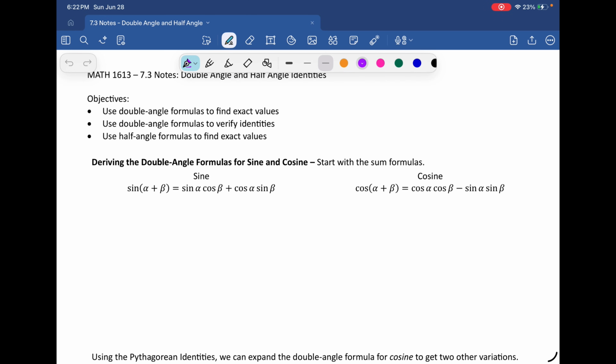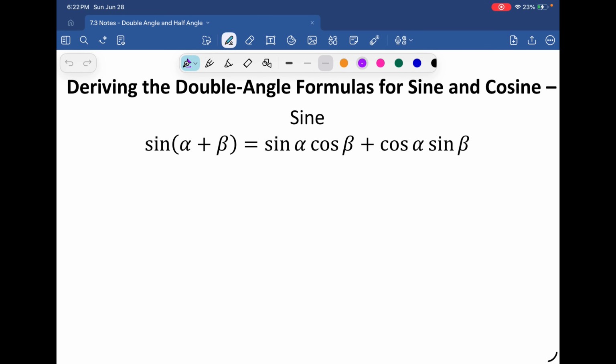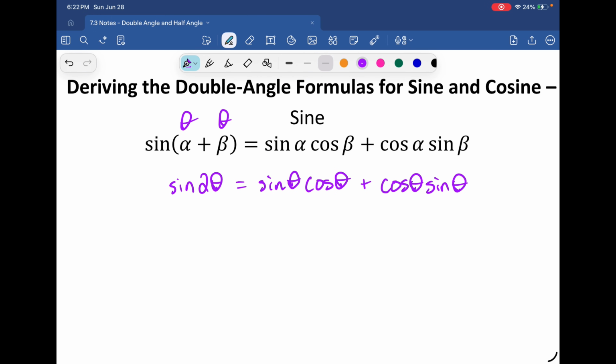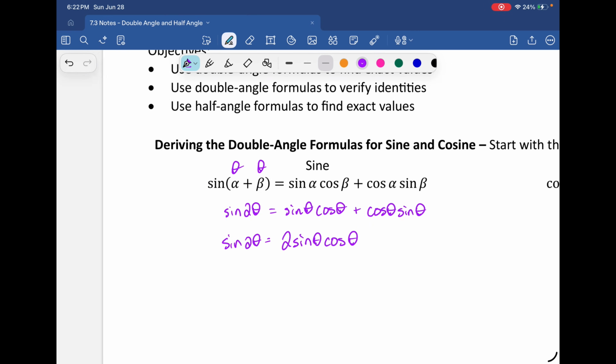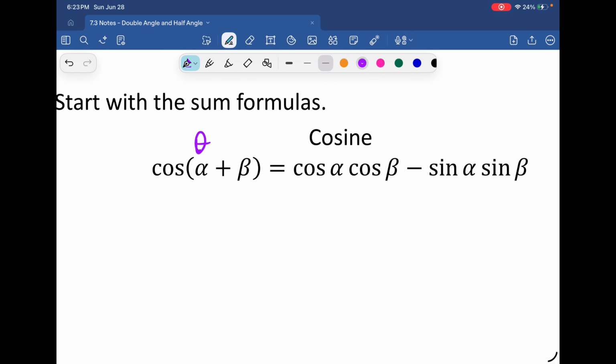So, deriving the double angle for sine and cosine. We start with the sum formulas, and we're going to say that the angles are the same. So let's say we have alpha and alpha. We'll call them theta. Sine 2 theta equals sine theta cosine theta plus cosine theta sine theta. And if we look at these two, they're the same. So sine 2 theta equals 2 sine theta cosine theta.